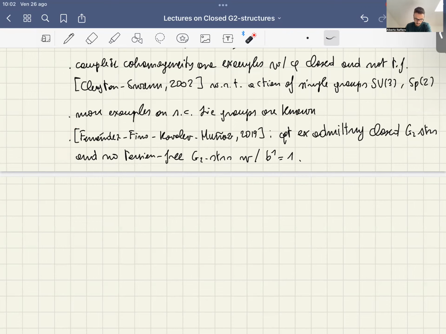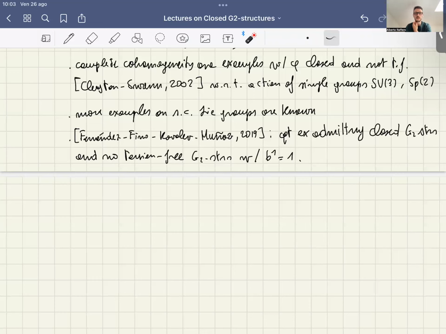As I told you, this is a compact example admitting closed G2 structures, but no torsion-free G2 structures, whose first Betti number is equal to 1. And so far in the literature, all known compact examples of manifolds admitting closed G2 structures, but no torsion-free G2 structures, have first Betti number greater than or equal to 1. So this is the minimum possible Betti number that known examples admit.